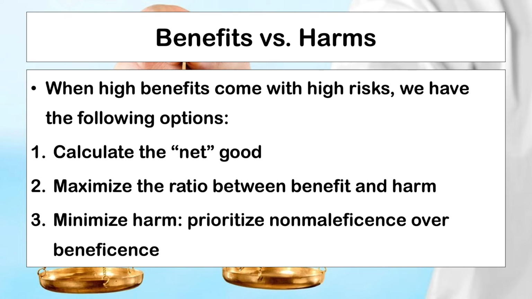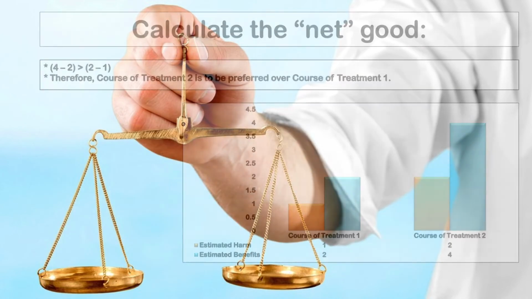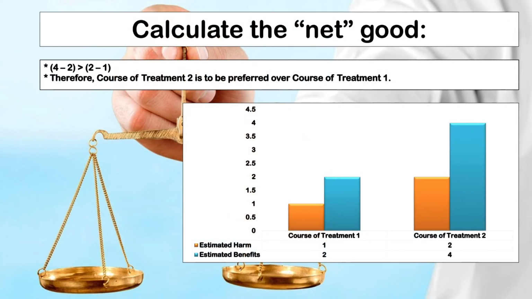So let's see how those different calculations can be used in practice. Suppose we have two courses of treatment that we need to pick between. In the first case, we have some projected benefits that are twice as much as the projected harms. And then in the second case, we have again that situation, but here the potential benefits are double. So these numeric values are often going to be assigned based on some sort of statistical estimation. What's the likelihood of one outcome over another?